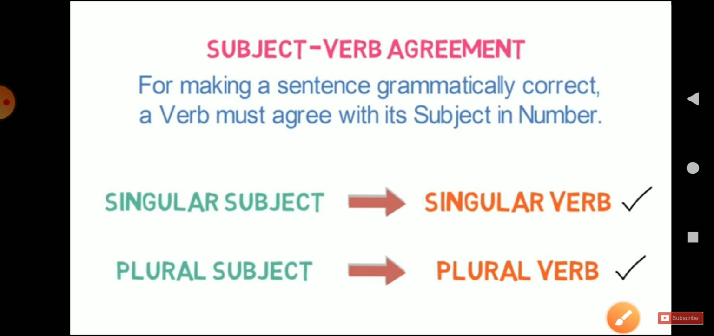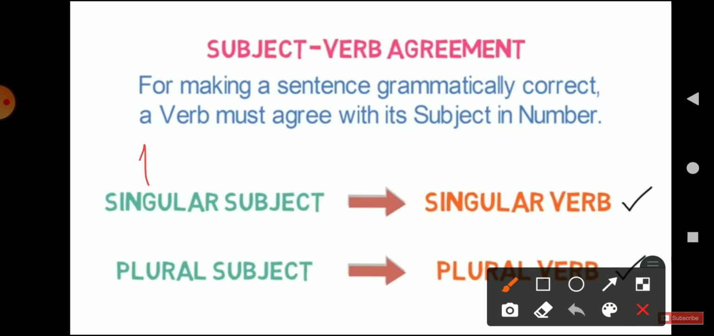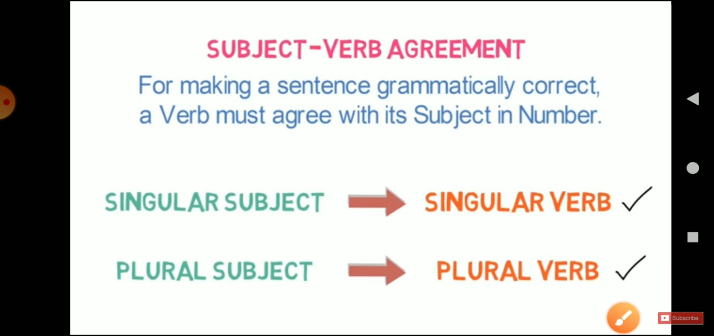Now this particular idea is true only for the third person. Third person means when we are talking about another person. I hope all of you know who the first person is, who the second person is, and who the third person is. If you don't know or don't remember, you can watch the videos where we discussed all of this in the pronoun part.